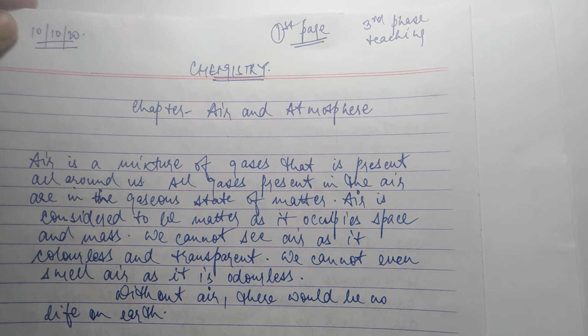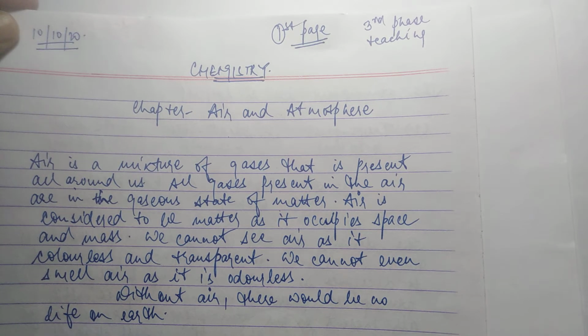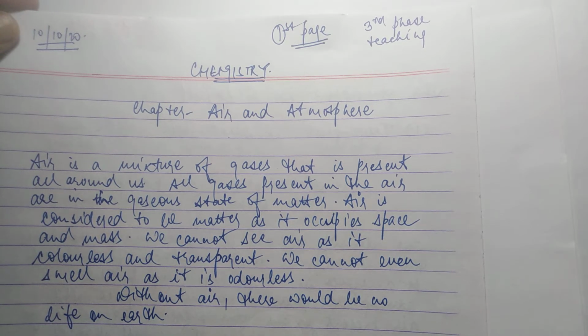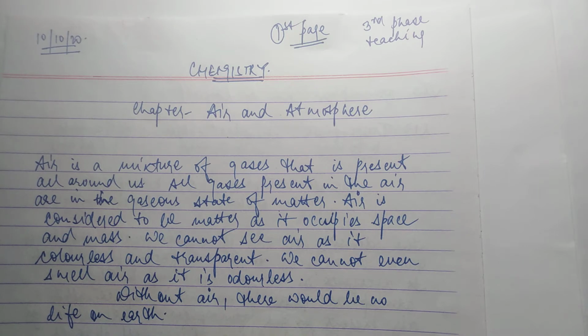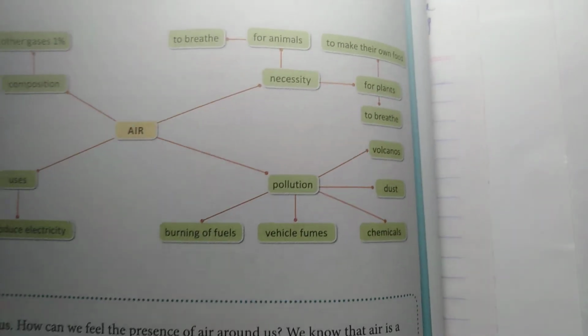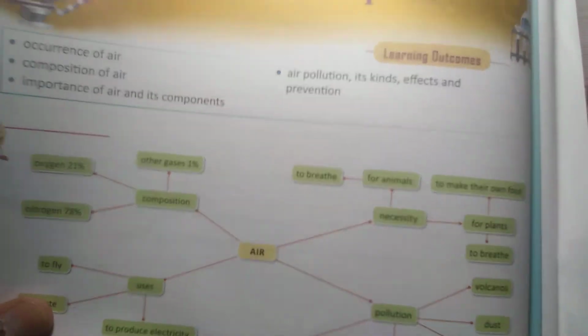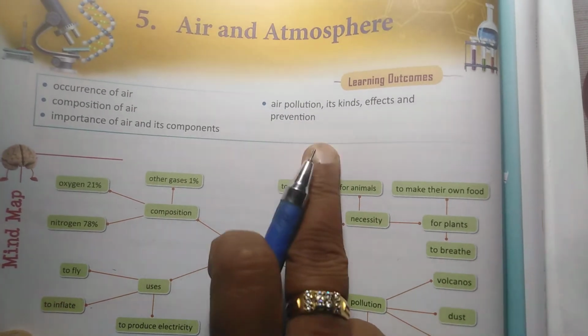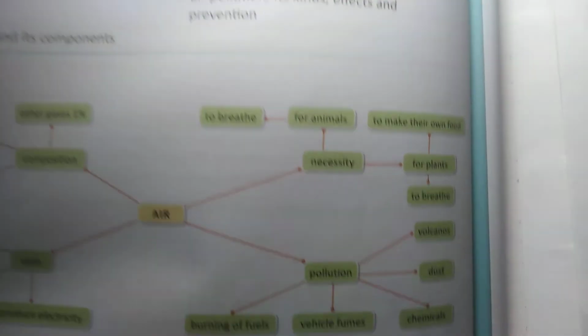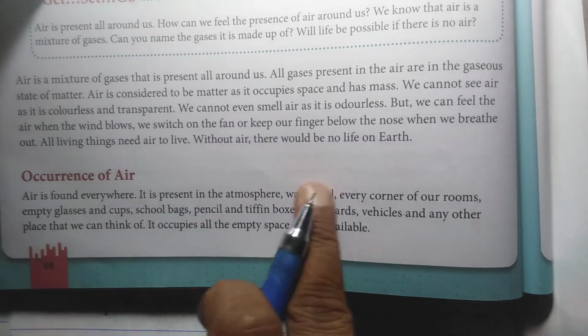And today we are going to start with our third phase teaching of chemistry. And the chapter we are going to take is air and atmosphere, from the book. You have the books with you. Okay, see here, air and atmosphere. Now we're going to study about the occurrence of air.